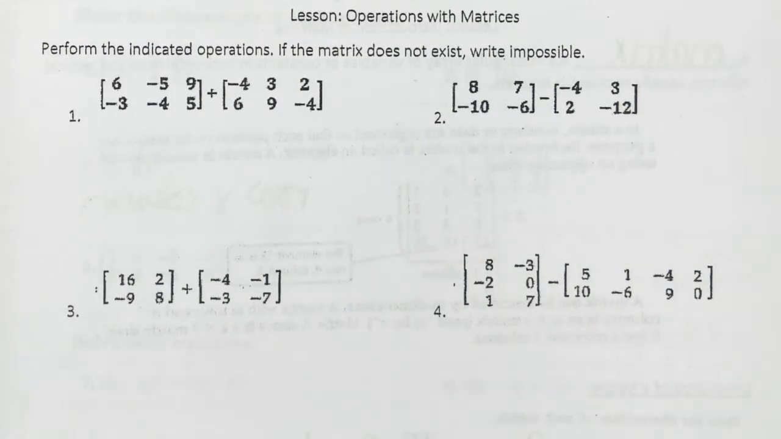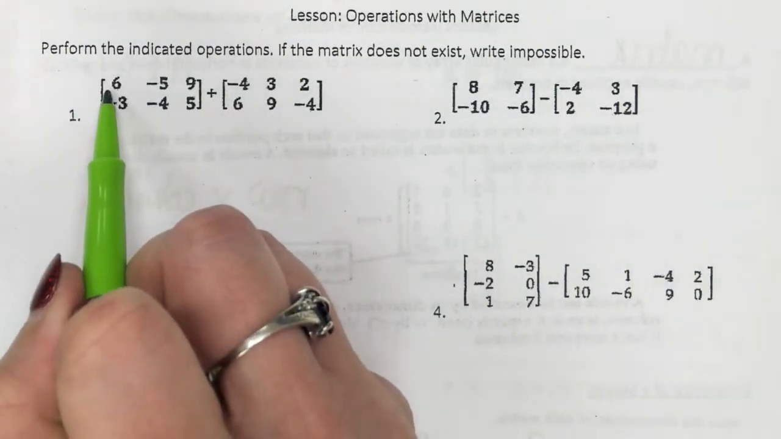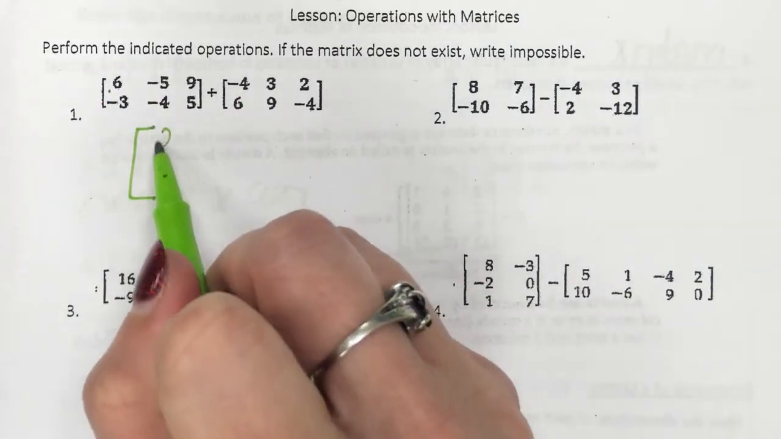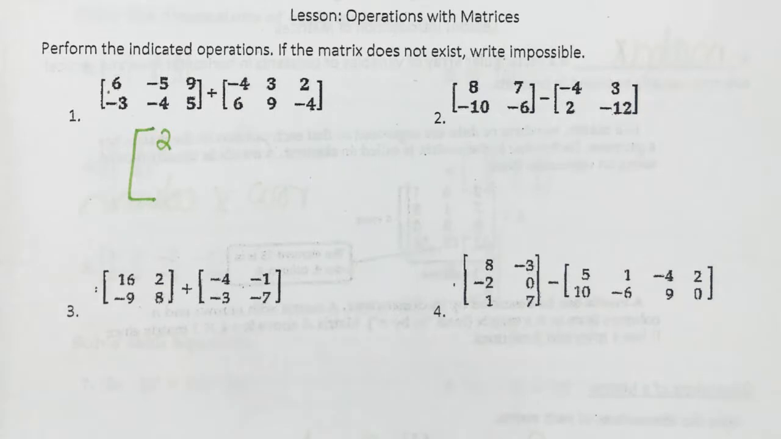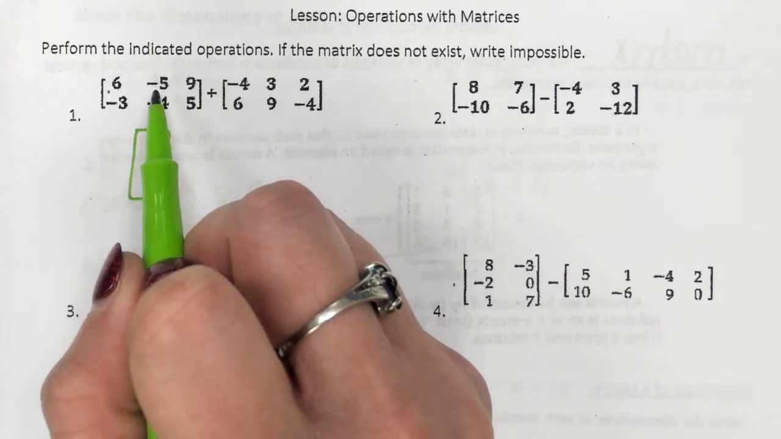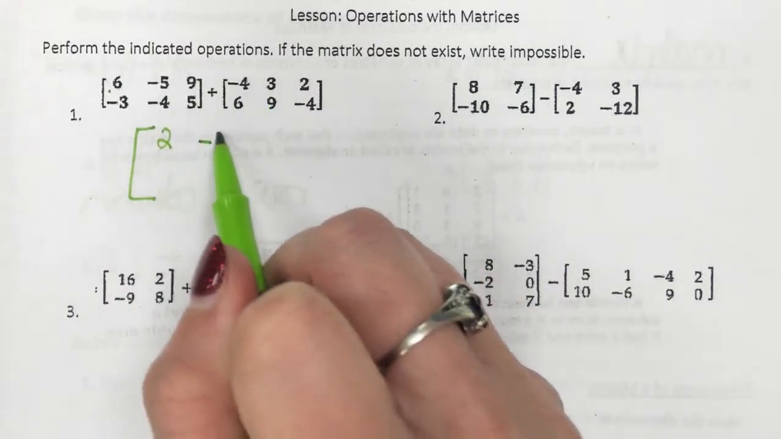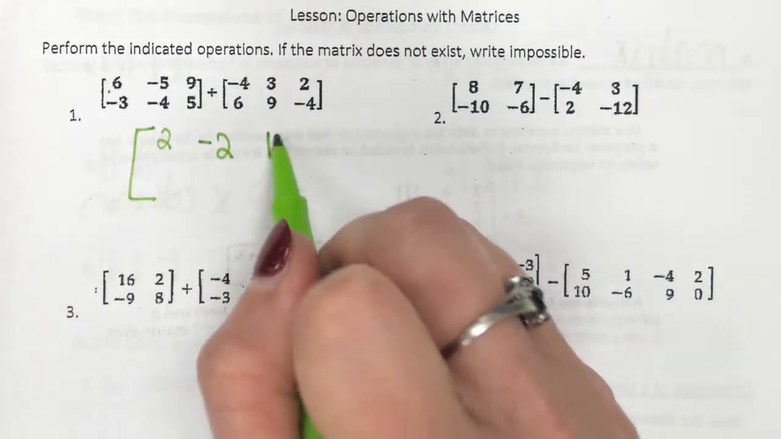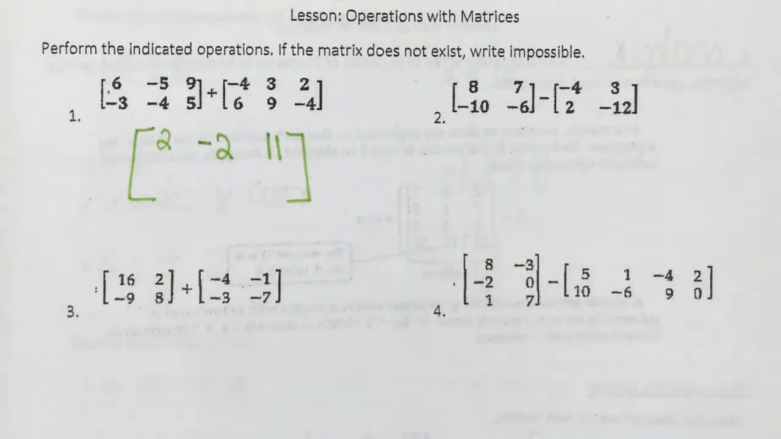Very easy stuff. What do you think I'm going to add the 6 with? 6 and negative 4. And that gives you what? Positive 2. And the 2 goes in the same spot as the 4 and the 6 were. It goes in the top left. All right. Then negative 5 and 3 is negative 2, and it goes in the middle on the top, just like those two numbers were. And then 9 and 2 is 11, and it goes in the top right, just like those two numbers.